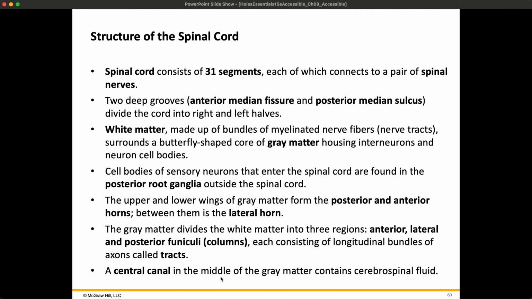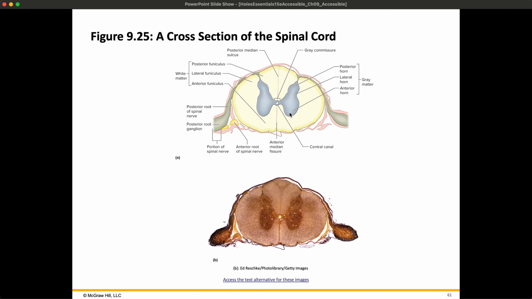And then there's a central canal in the middle of the gray matter that actually has the cerebrospinal fluid. So here you can see all of those features, this external white matter, the internal deeper gray matter. The gray matter has its horns, and then you have the different columns of the white matter. And then these are the fissures and the sulcus.